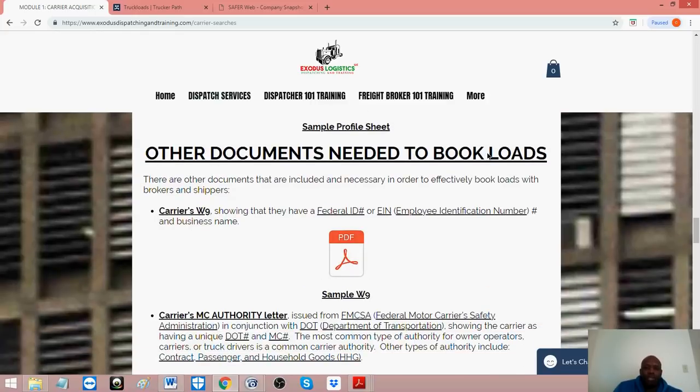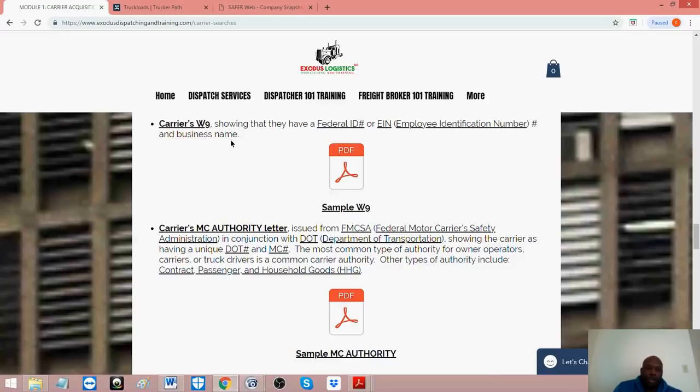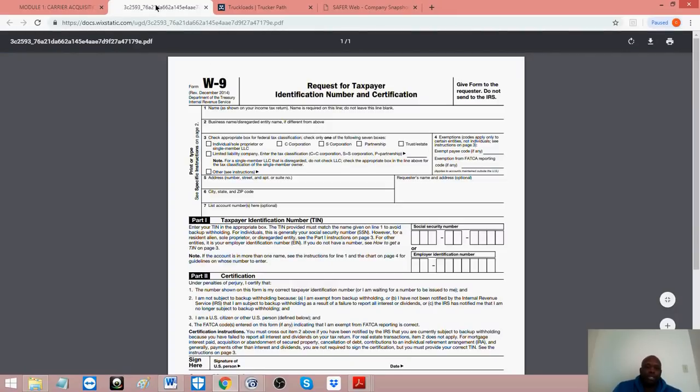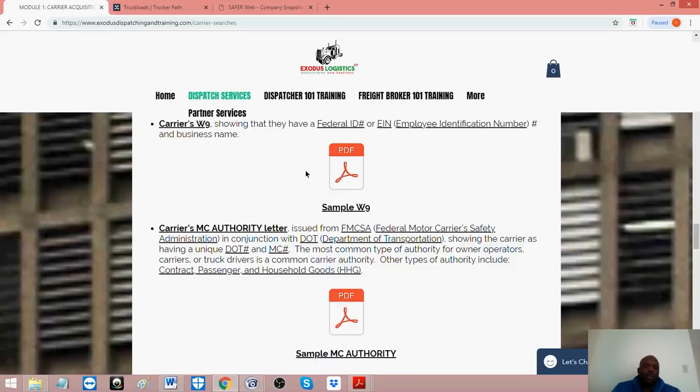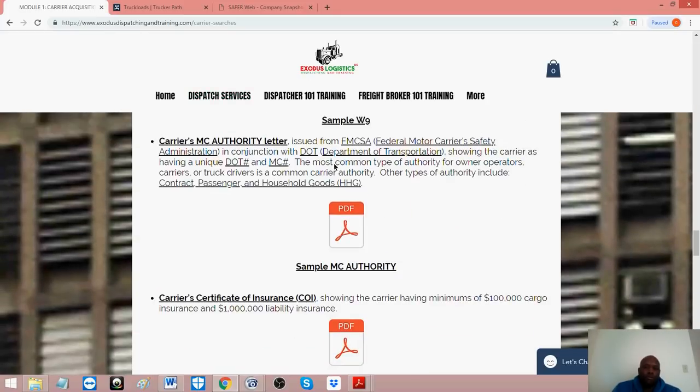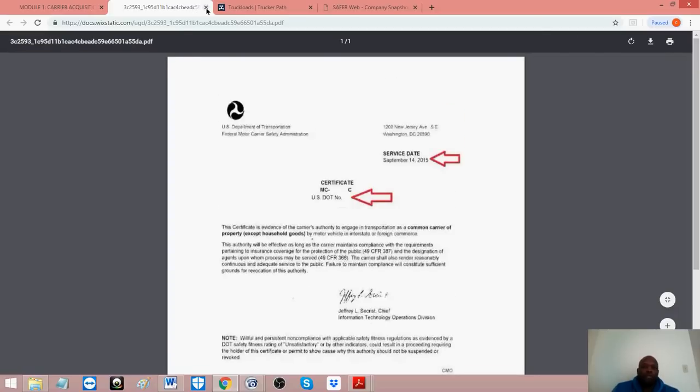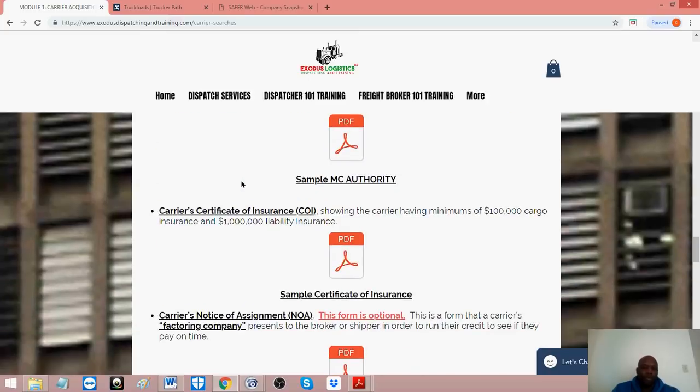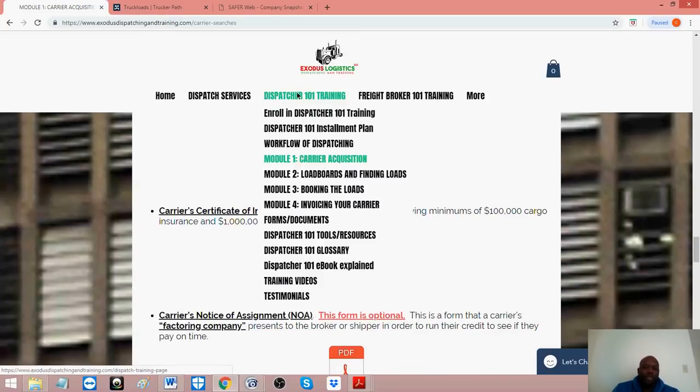And then remember I was saying the other documents needed to book loads, common documents: the carrier's W-9, showing that they have a federal ID or EIN number. On the website, you can download the W-9 if you don't know what it looks like, so it's pretty accessible. And then the MC authority letter, which is issued by FMCSA, DOT. It shows that they have authority to run, and there are different types of authority: common, contract, passenger, household goods. You click the PDF, it gives you a copy of what it looks like, and you can download that. This is in the back office of Dispatcher 101 under Carrier Acquisition, Module 1.